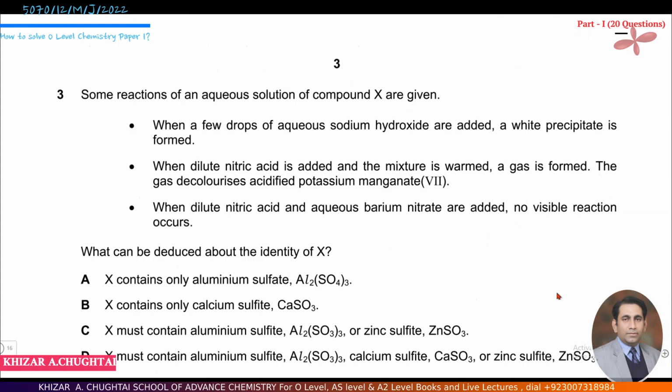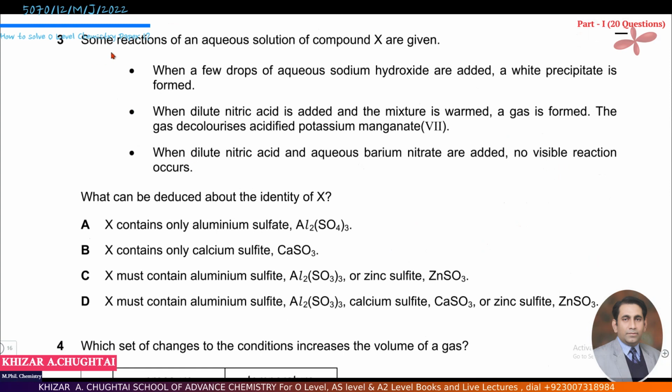Question number 3. Some reactions of an aqueous solution of compound X are given. When a few drops of aqueous sodium hydroxide are added, a white precipitate is formed. It may be aluminium 3 positive ion solution. There may be the presence of calcium 2 positive ion. There may be the presence of magnesium 2 positive ion. There may be the presence of zinc 2 positive ion in the solution.